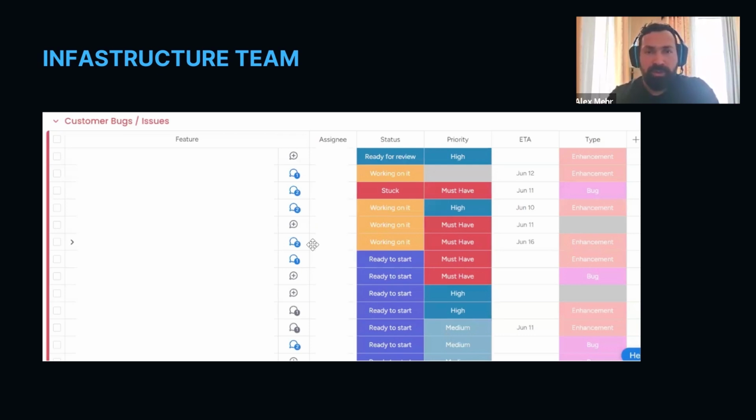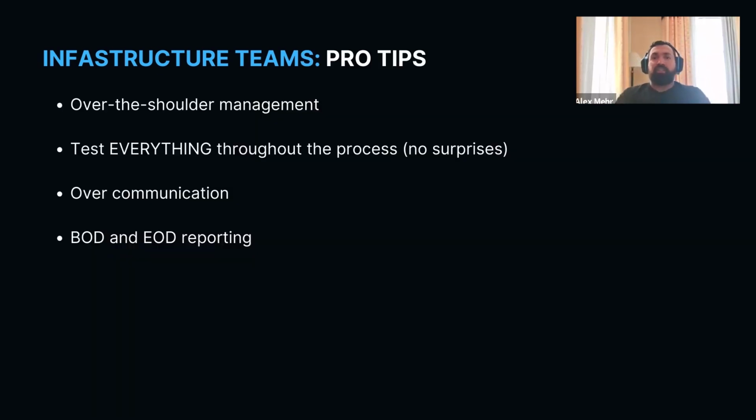Now I'm going to move on to the next slide. Pro tips for managing infrastructure teams: over the shoulder management. Unfortunately, in this day and age, we don't have any engineers in an office, so it's all remote. But when I had engineers in an office, I called it over the shoulder management. You just literally go to their desk and say, "Hey, can I see where we are with such and such ticket?" Online, you've got to do the same thing with WhatsApp, Slack, whatever you guys use.